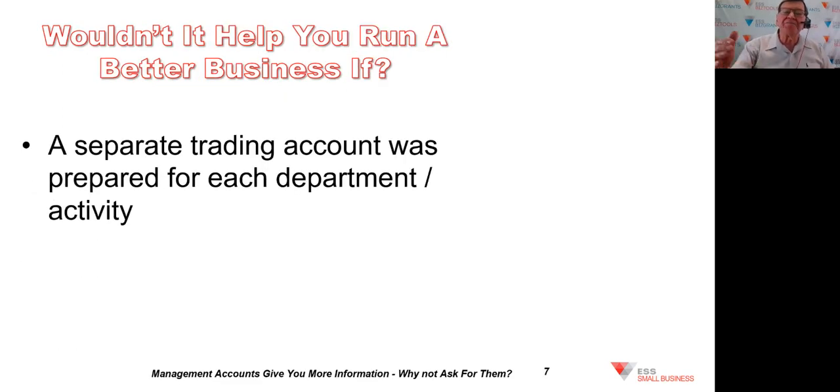So wouldn't it help you run a better business if for each of those 6 or 7 departments or activities that you make up your business, you received a trading account presentation each month? And what might the activities be? Well, if you own your own property, the property account could be one, and then the property account would charge the various operating departments a rental charge on a commercial basis, so that rent gets put into their P&L accounts, because that's an effective cost.